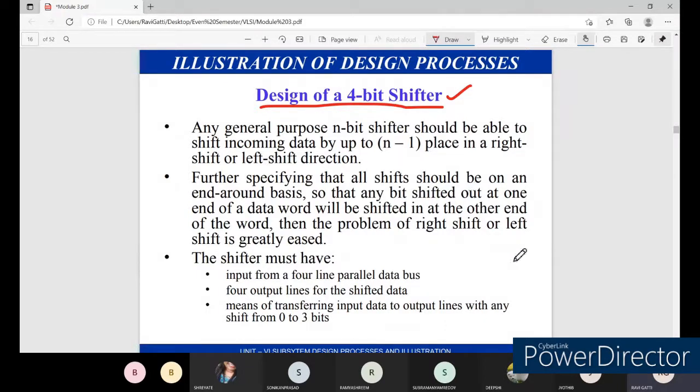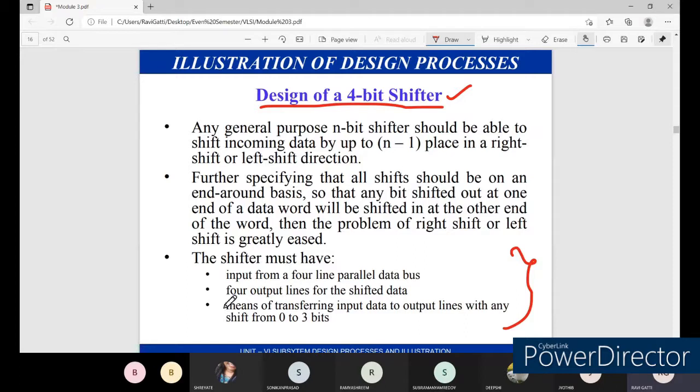Okay, so whatever shifters you are going to design, you should make sure of the following. Here we are mainly talking about a 4-bit shifter, and when you want to design it, you need to understand the following things. First, the input from a 4-line parallel bus data. Since you are talking about a 4-bit shifter, 4 bits of data should be available in parallel from the data bus. And how this parallel data will be fed or received for processing, you need to understand. These are the design requirements you need to consider.